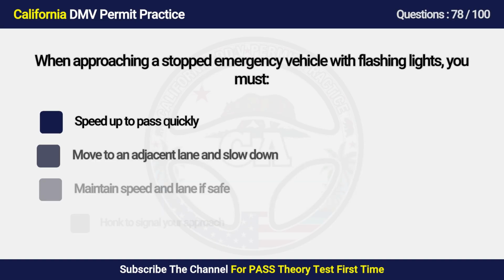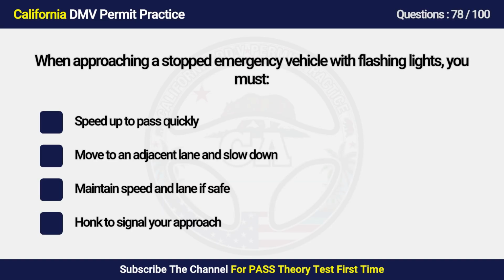Question 78. When approaching a stopped emergency vehicle with flashing lights, you must A. Speed up to pass quickly, B. Move to an adjacent lane and slow down, C. Maintain speed and lane if safe, D. Honk to signal your approach.